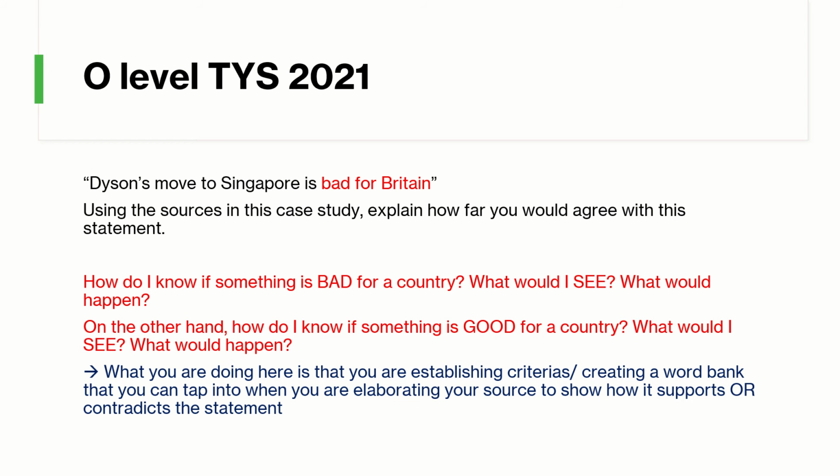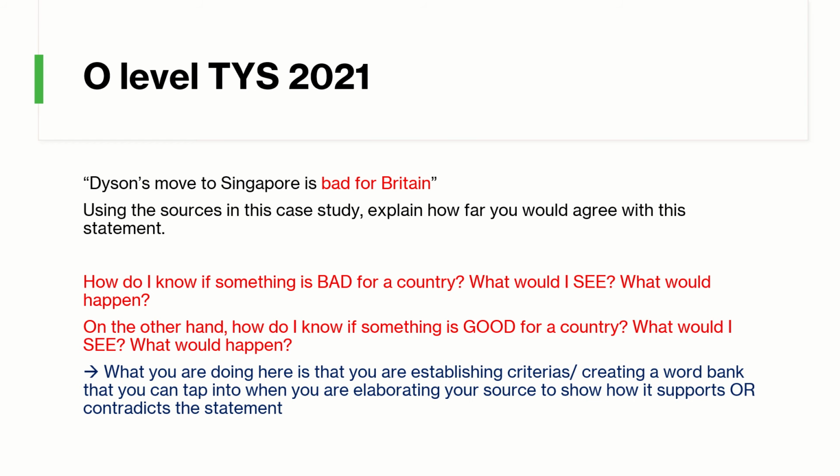A lot of students, when doing this question and elaborating the sources, are merely rephrasing the evidence, which is not accepted, or they are just repeating, oh, hence Dyson's move to Singapore is bad, or, hence Dyson's move to Singapore is good for Britain. But in the elaboration, you must be very particular: bad how, good how. We are going to elaborate further on this.